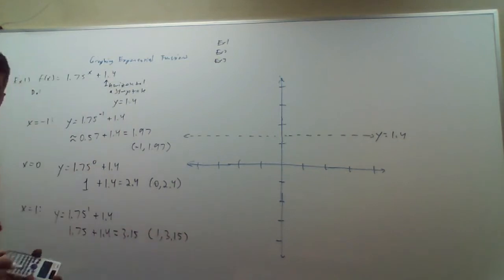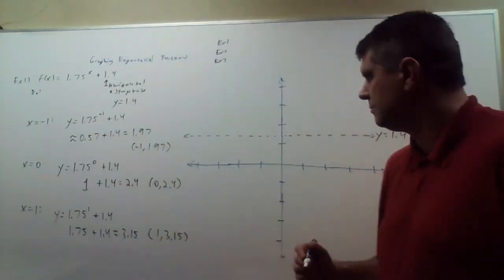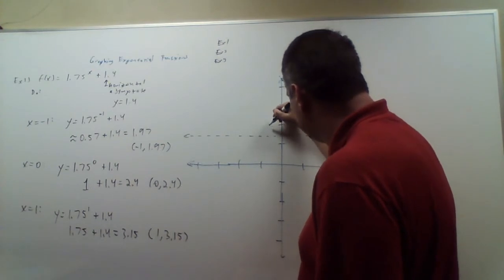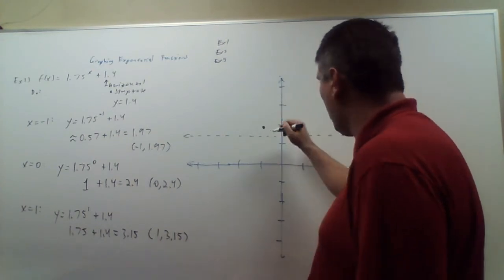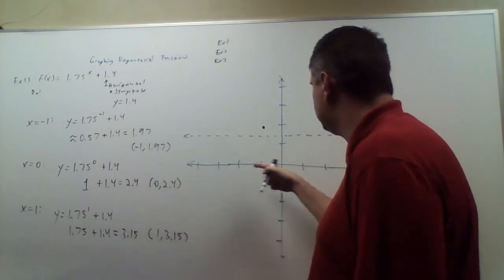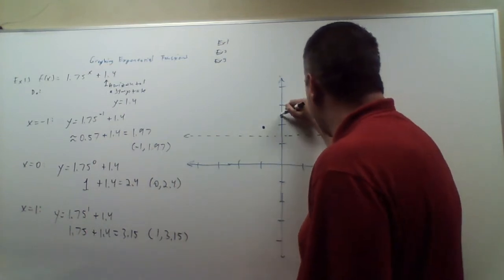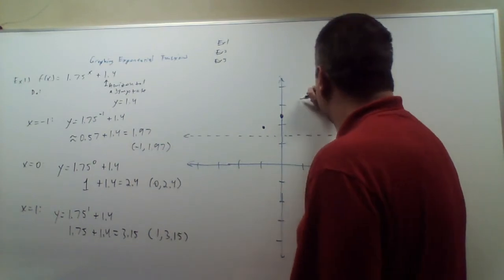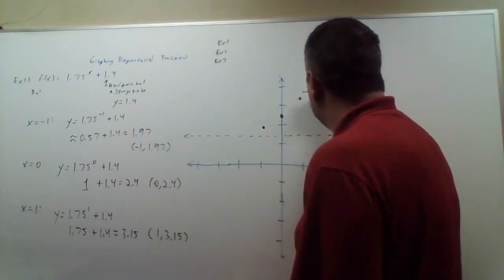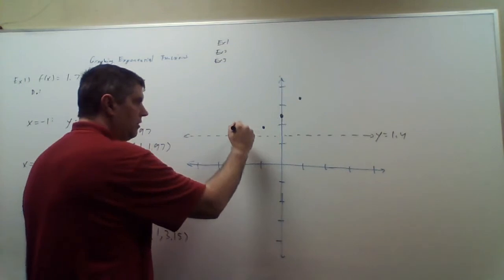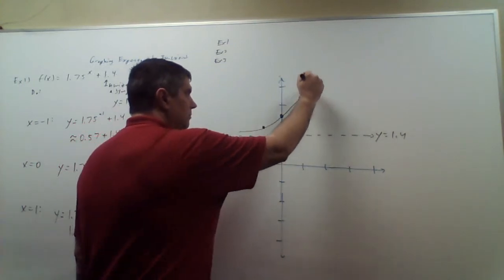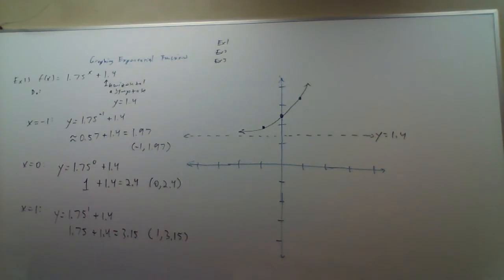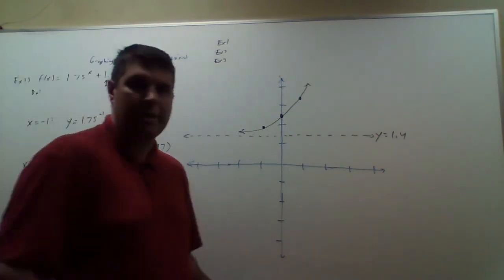So we have 1, 3.15. So I have -1, almost 2, not quite 2. Then 0, a little bit less than 2.5. And then 1 and 3.15. Remember, this is going to be curve shaped. So that's 3 points and that's all you need.